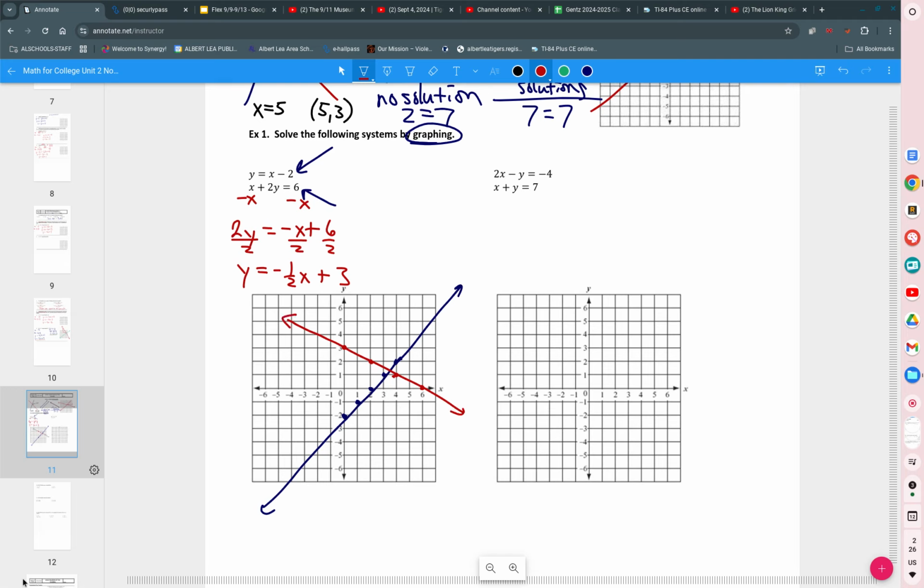Does it look like those lines cross at a nice spot on your grid? Not really, right? That doesn't mean that they don't have a solution. It just means that we can't tell exactly what the solution is. So we just estimate. I'm going to estimate this to be 3.5 and 1.5.